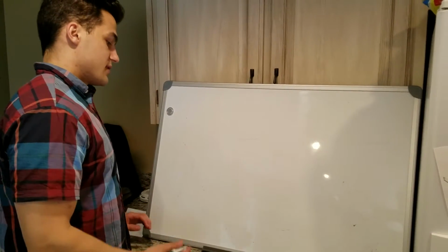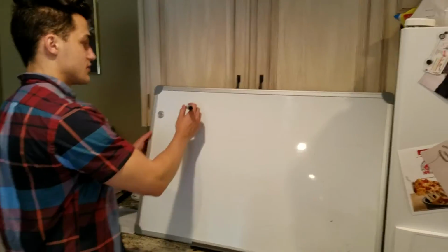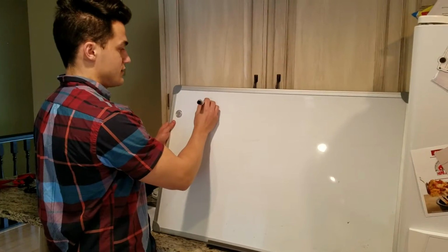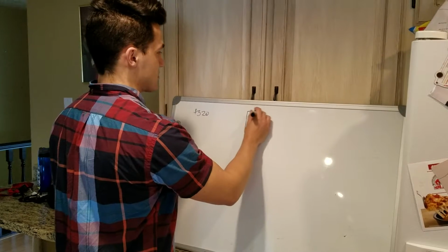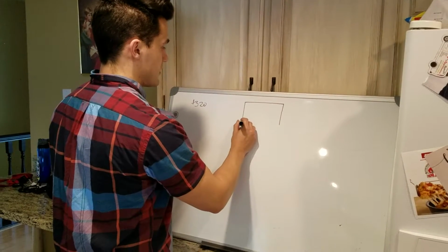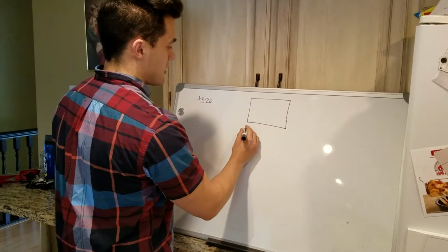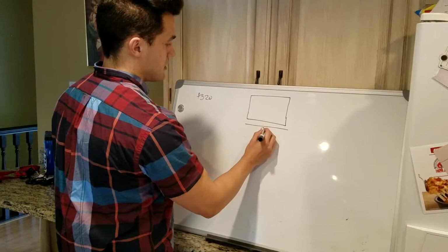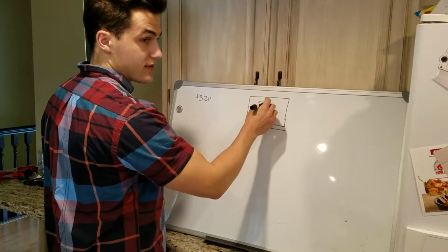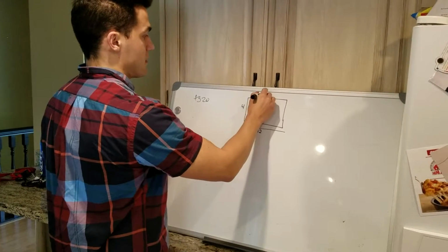So the question states that we've been given $320 to fence in a rectangular garden. We don't know the dimensions, and that's the problem. So we know it's a rectangular garden, and that the side facing the road costs $12 per foot, and then the other 3 sides cost $4.